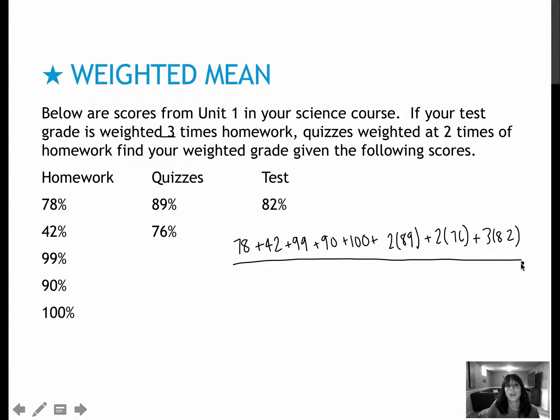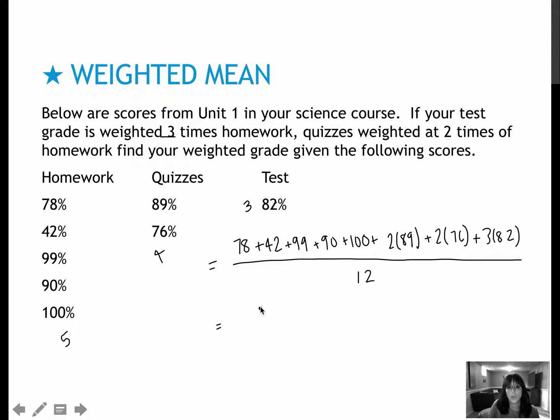How many values do I have total? 1, 2, 3, 4, 5, 6, 7, 8? No. I've got 5 of these. I have 4 of these because each of these is weighted twice, and I have 3 of these because that's weighted 3 times. So 5 plus 4 is 9, plus 3 is 12. So I have to divide that by 12, or I'm not going to receive the correct answer.